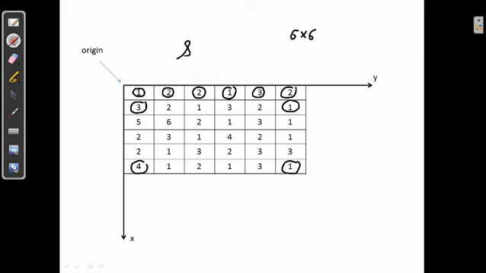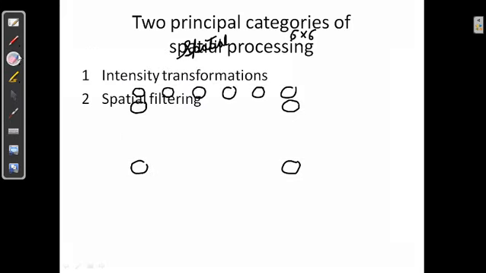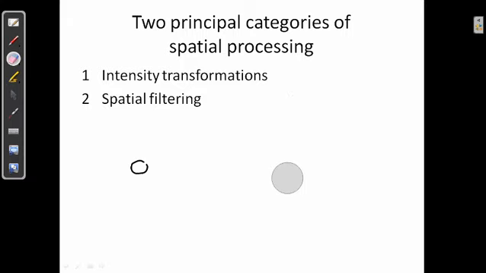Remember that this is the spatial domain. Spatial means it's nothing but the image axis itself. Now, as I said earlier, in the first unit we'll be dealing only with spatial processing.